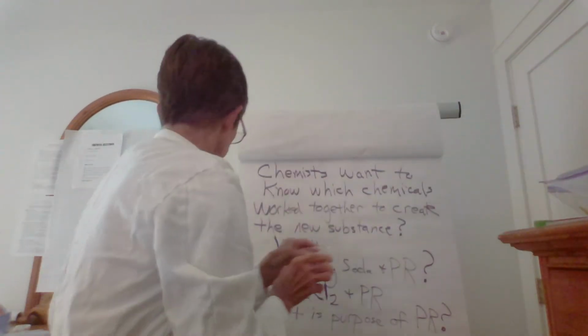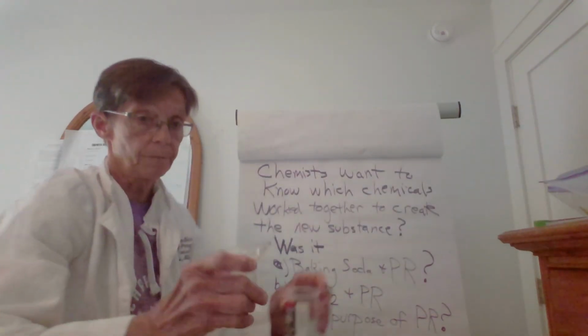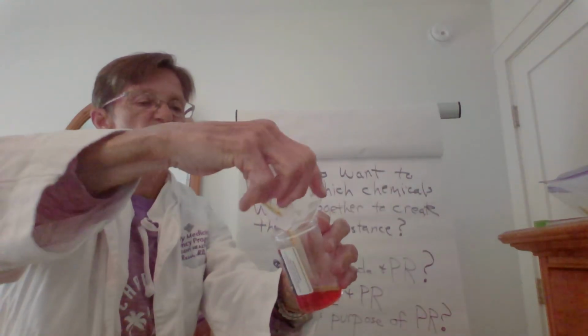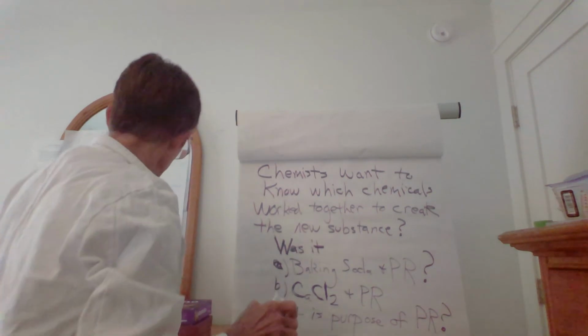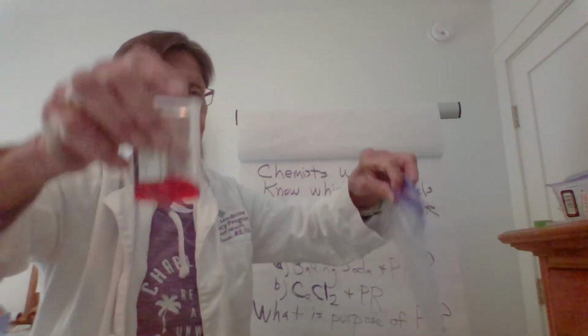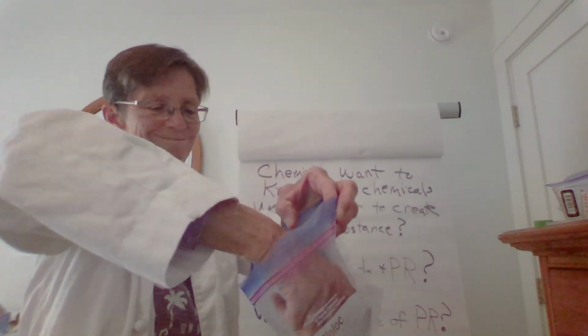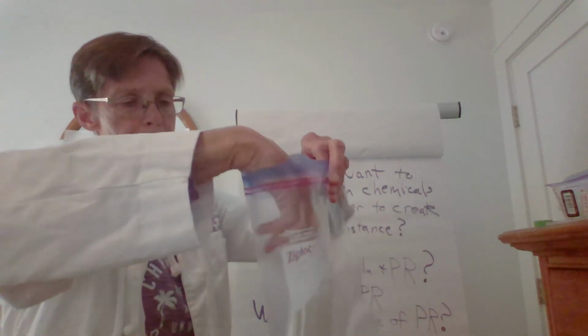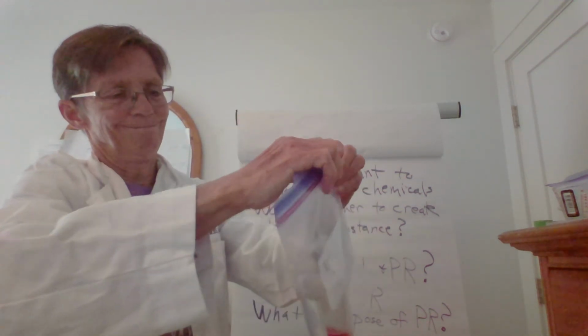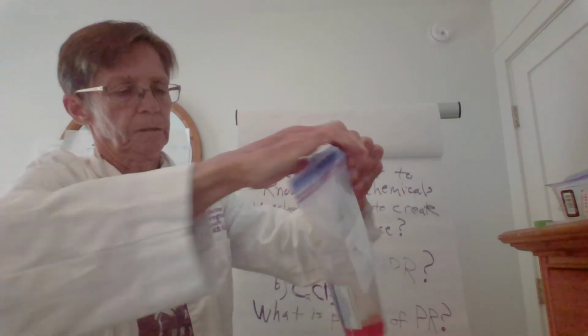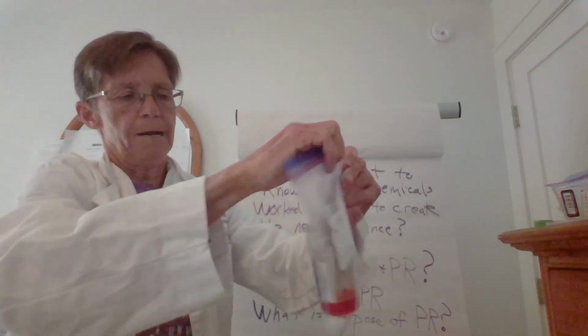All right. Pour it in another. Here's my other vial. So I did try to get all my materials ready for you. All right. Ready? Calcium chloride, phenol red. Here we go. Zip it up. All right, got it? Okay.